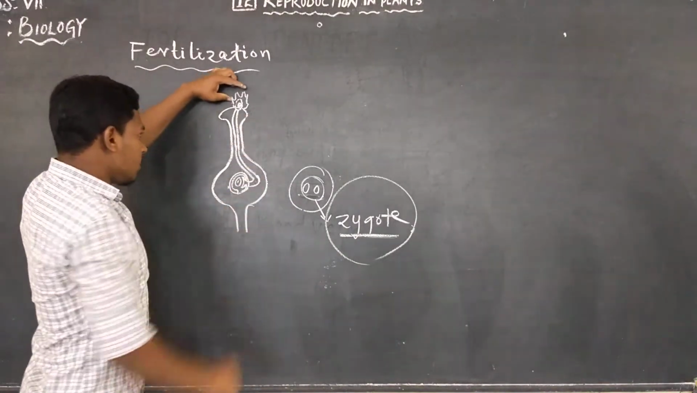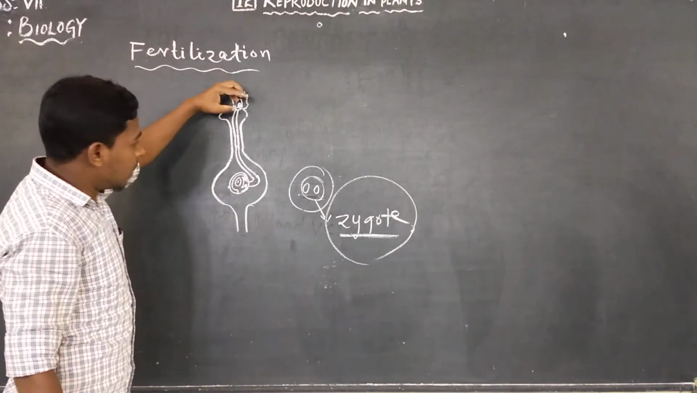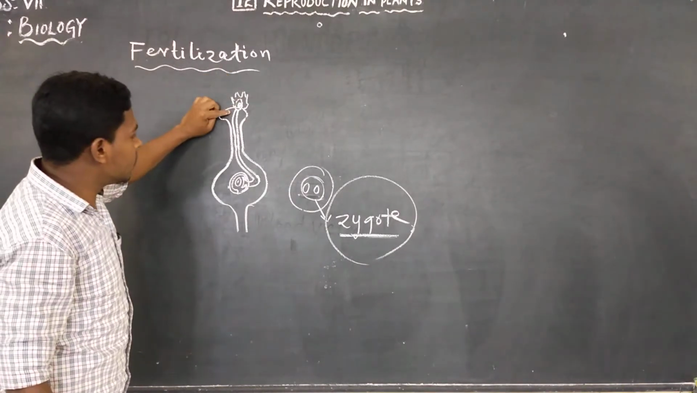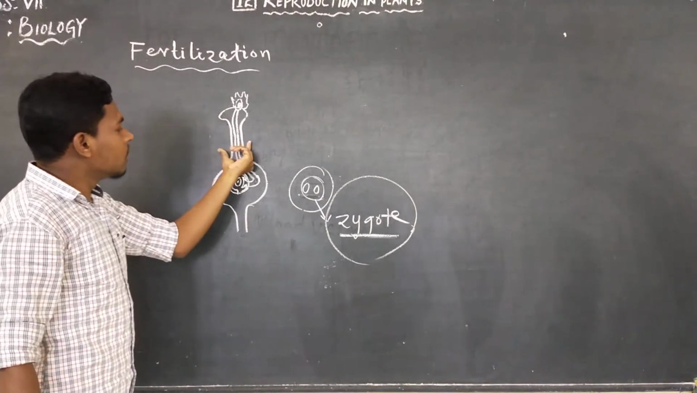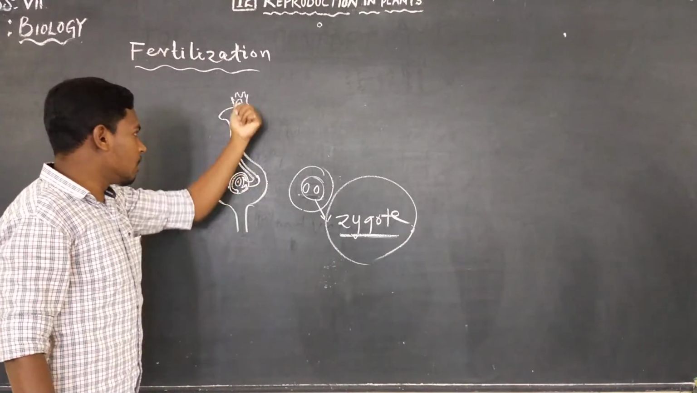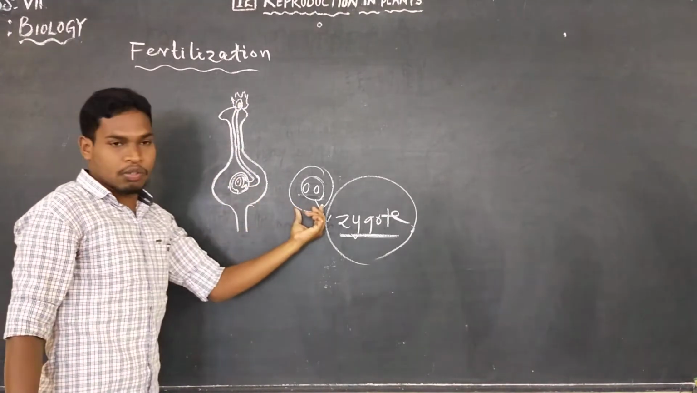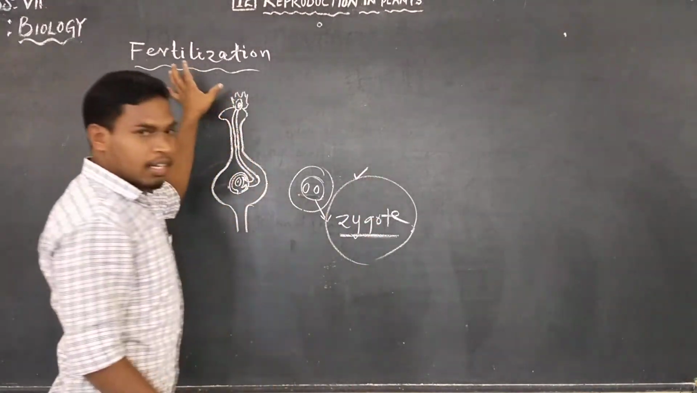So here, this is the pollen grain, which absorbs all the sugar of this stigma and generates a pollen tube through this style and reaches the ovule. Finally it releases the male nucleus, and the male nucleus and female nucleus fuse together to form the zygote. This is what happens in fertilization.